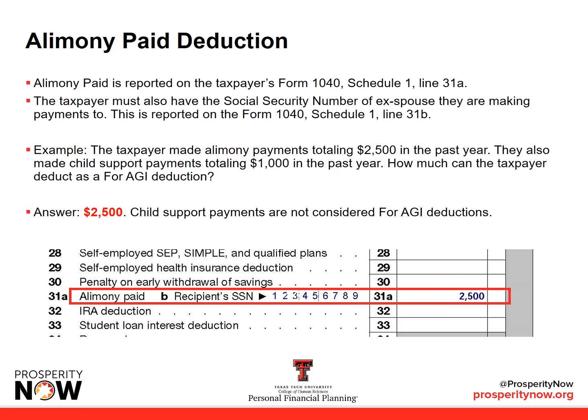For example, a taxpayer made alimony payments totaling $2,500 in the past year. They also have made child support payments totaling $1,000 in the past year. How much can the taxpayer deduct as a for AGI deduction? The answer is $2,500. Child support payments are not considered for AGI deductions.